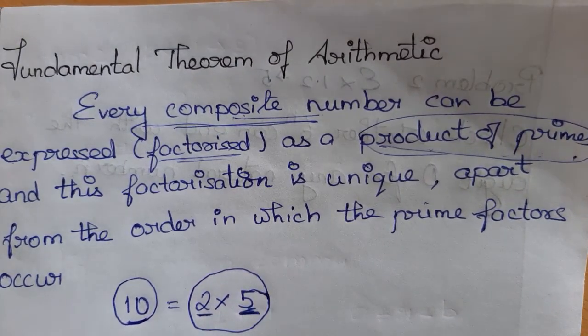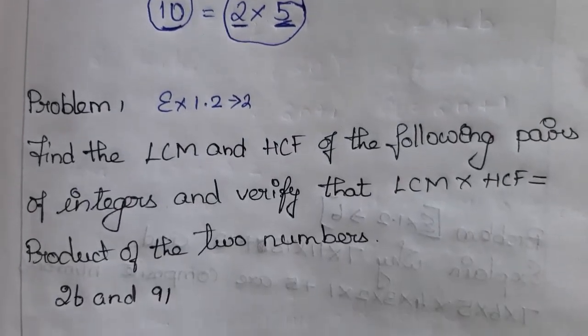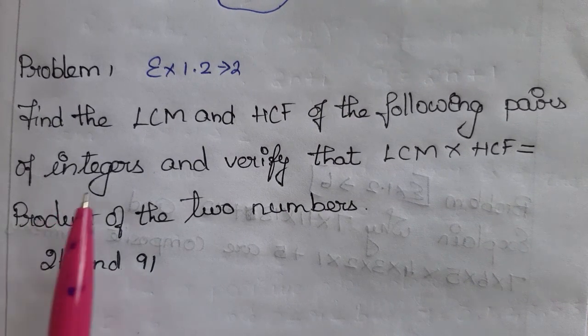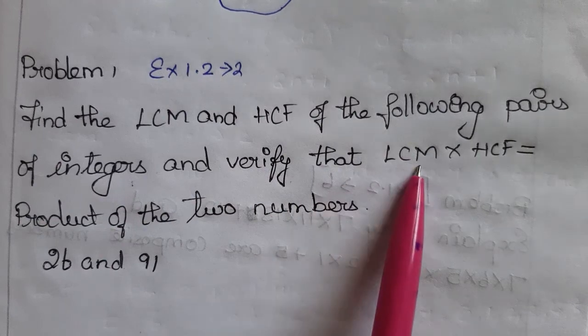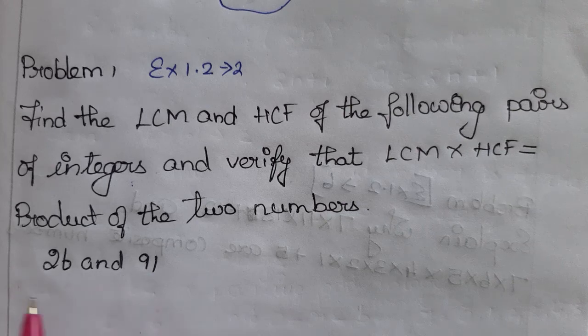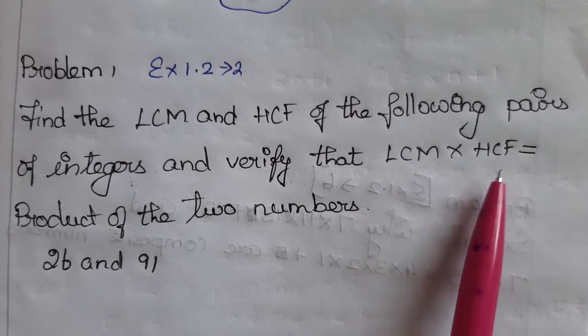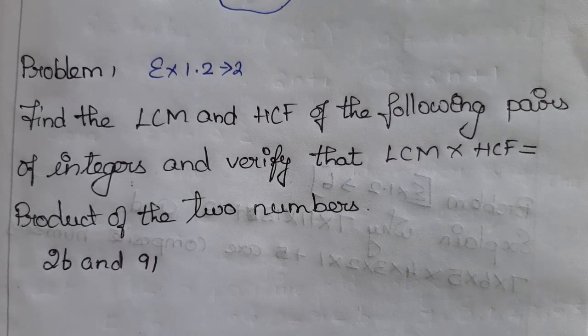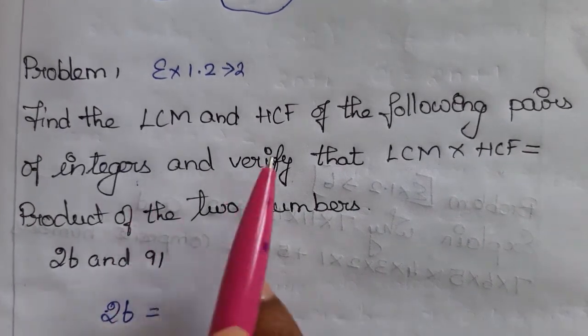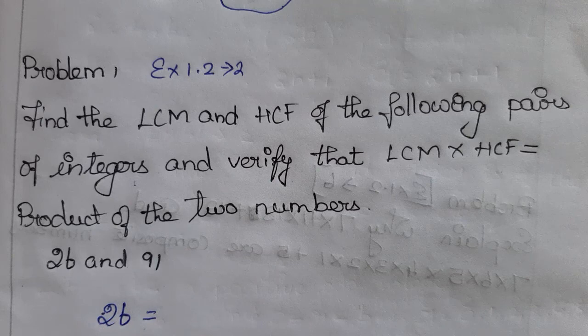Right? So here we go for the problem. Find the LCM and HCF of the following pairs of integers and verify that LCM into HCF is equal to the product of the two numbers. So here we have to find the LCM and HCF of the given numbers, and also verify whether LCM into HCF is equal to the product of the two numbers. Okay, what is given? The given numbers are 26 and 91. We can find the LCM and HCF using prime factorization, right?